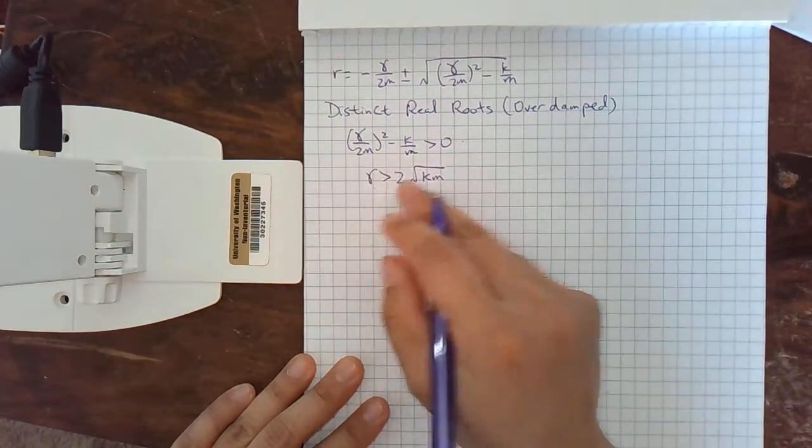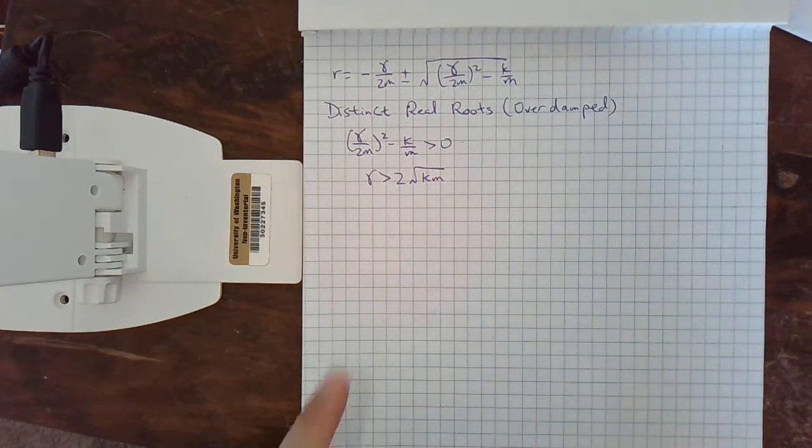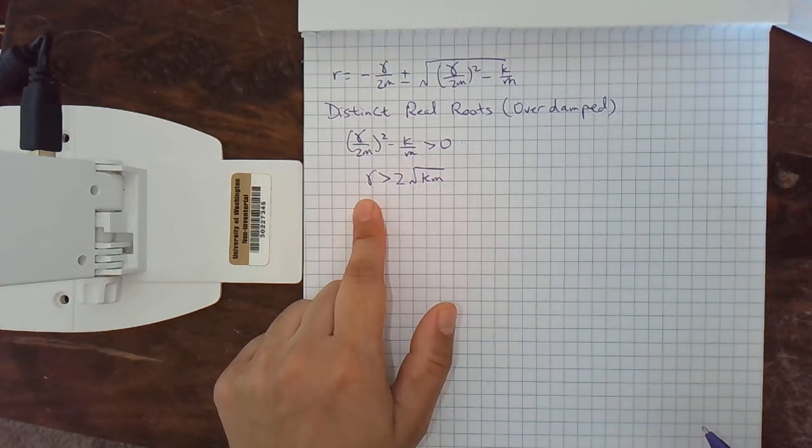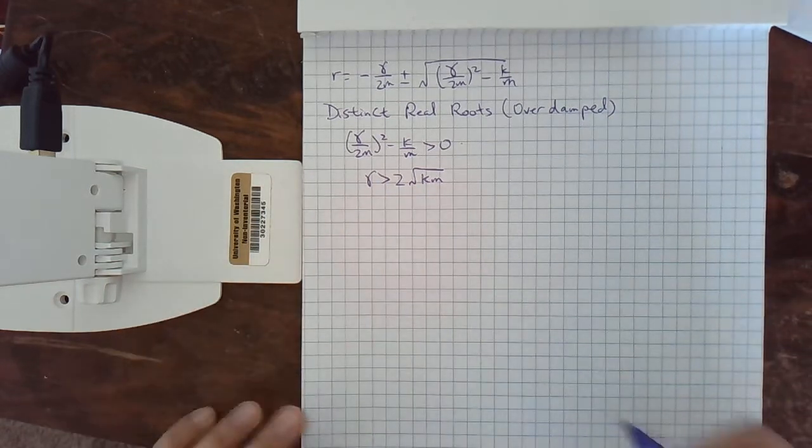We solved this with an equal sign last time. I'm just replacing that with a greater than. So what does that mean? That's gamma, the damping constant, is big compared to the spring constant and the mass.